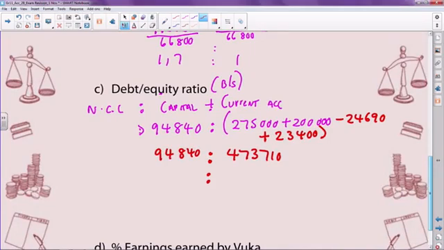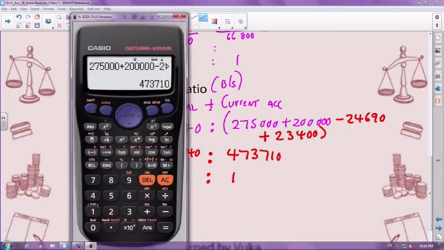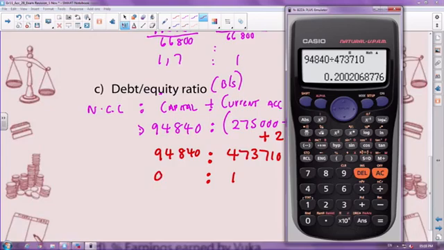94,840. So once again, I'm going to divide the right-hand side, this time by 473,710 to get 1. And whatever I do on the right-hand side, I obviously do the same on the left-hand side. So let's do that. 94,840 divided by 473,710, and that gives me a figure of 0,2 is to 1.